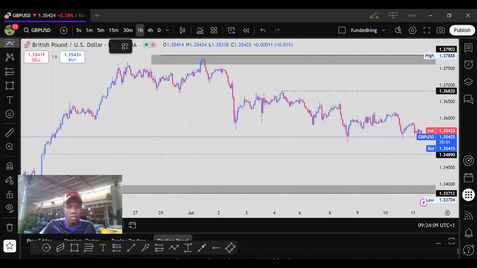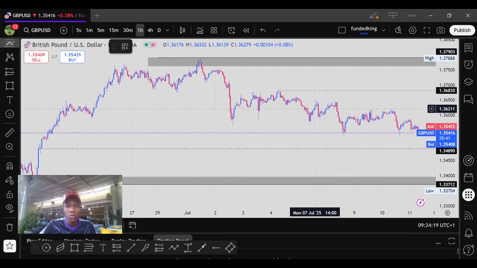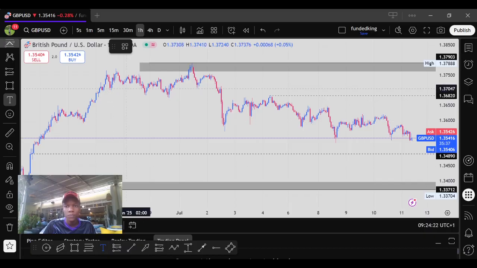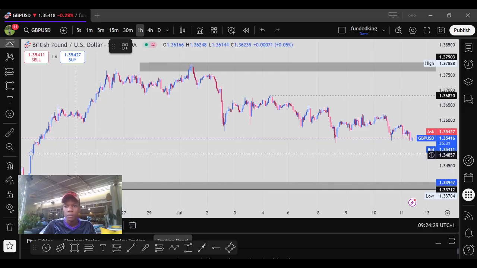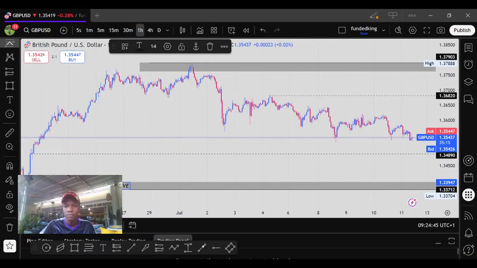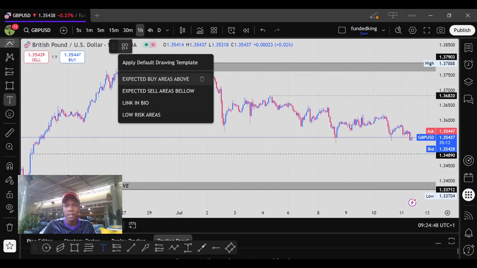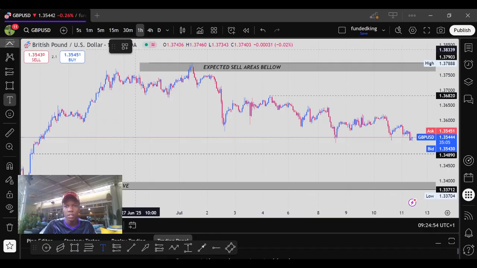On GBP USD, we look forward to that setup. We say that we shall expect to buy from here. This is our expected buy. That's the expected buy areas. Then this is the expected sell areas here. On our zones, then we have the low risk areas. We shall expect to take a re-entry.